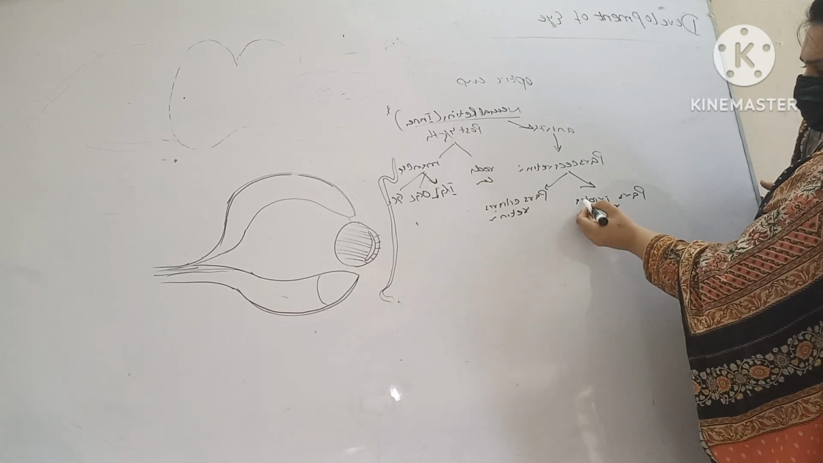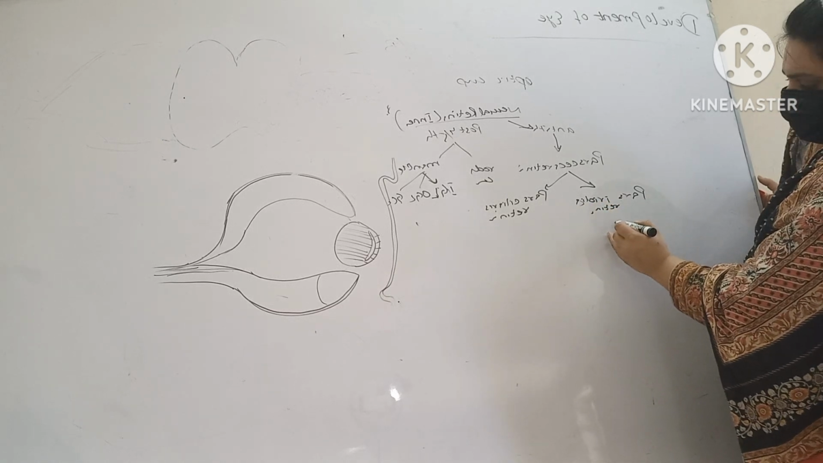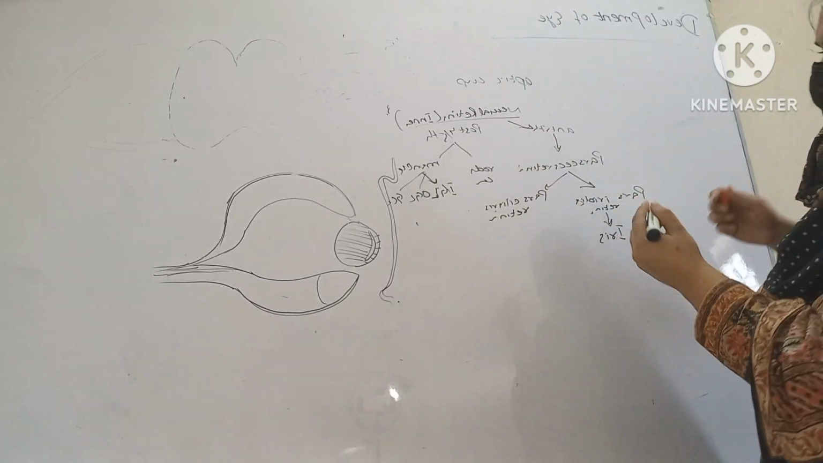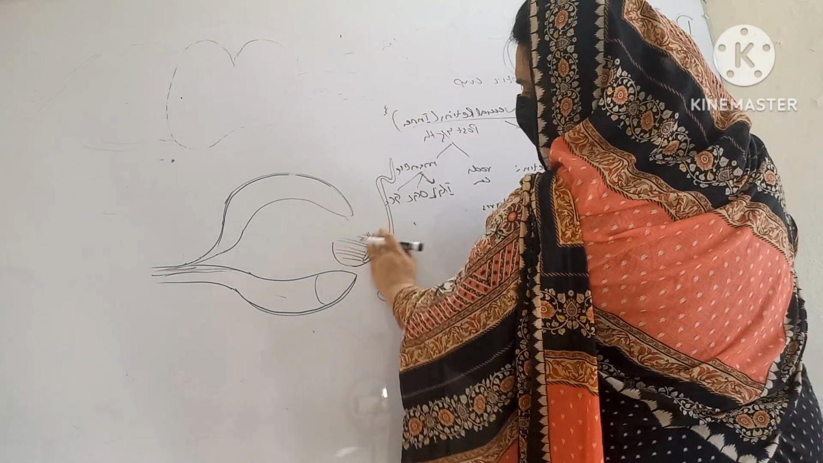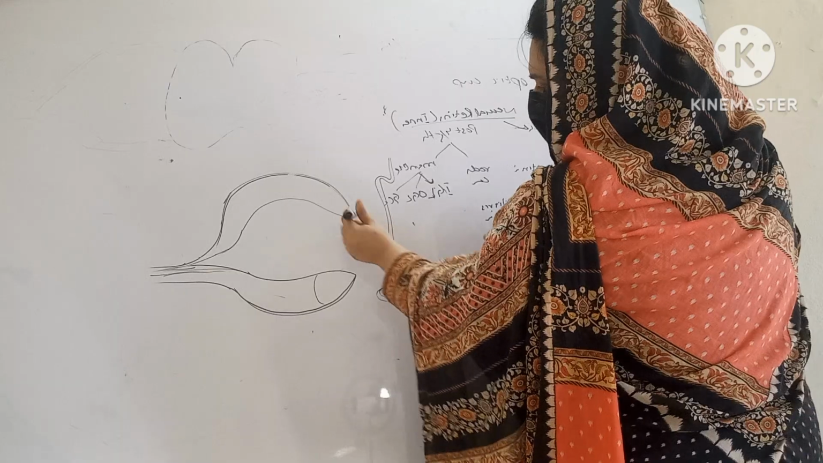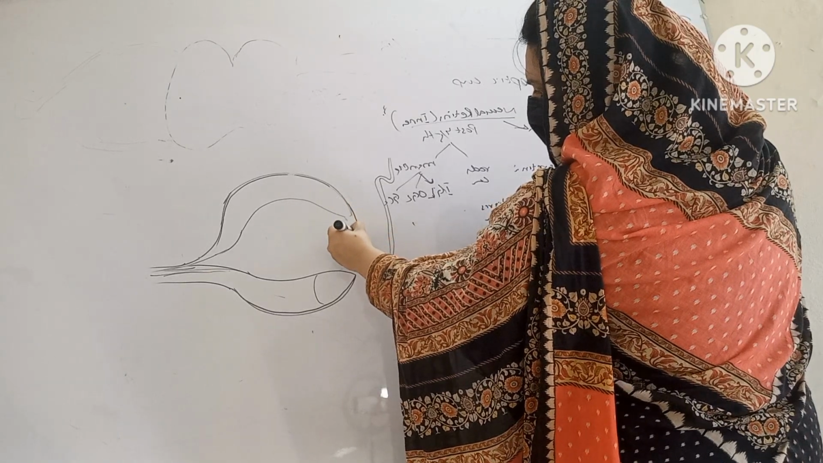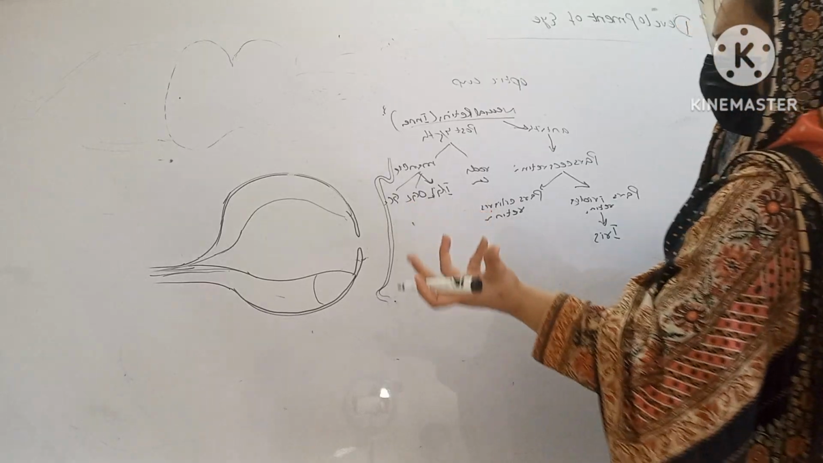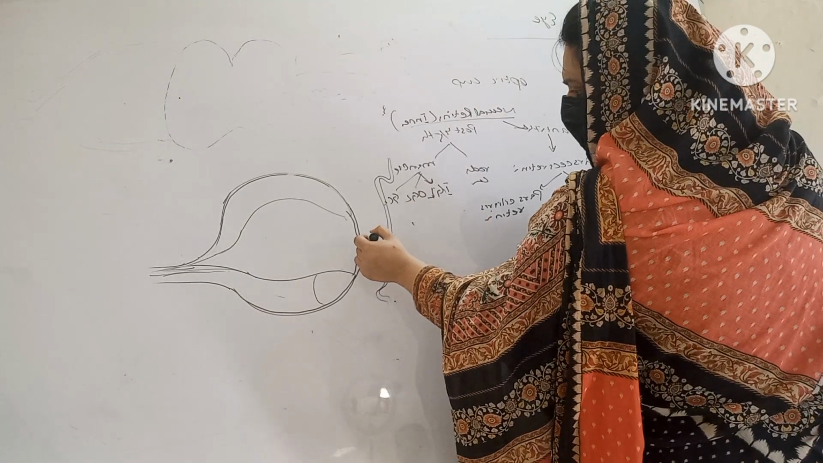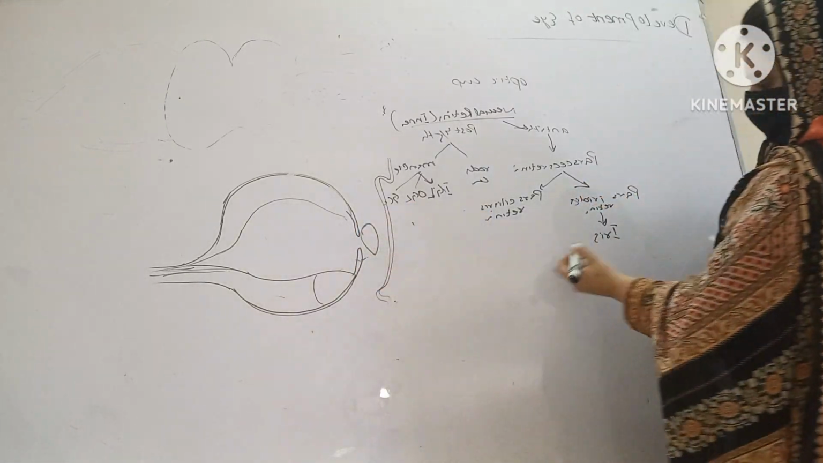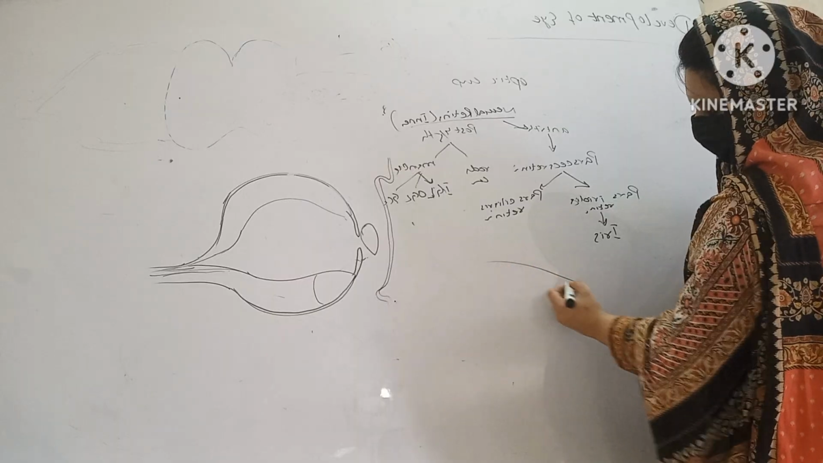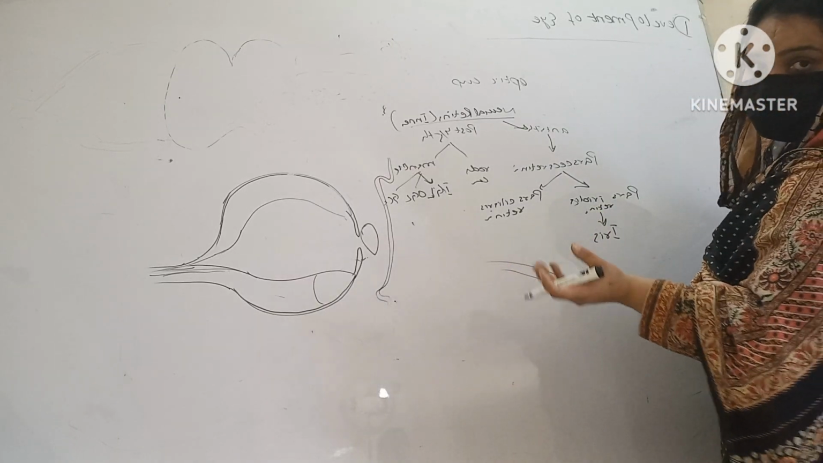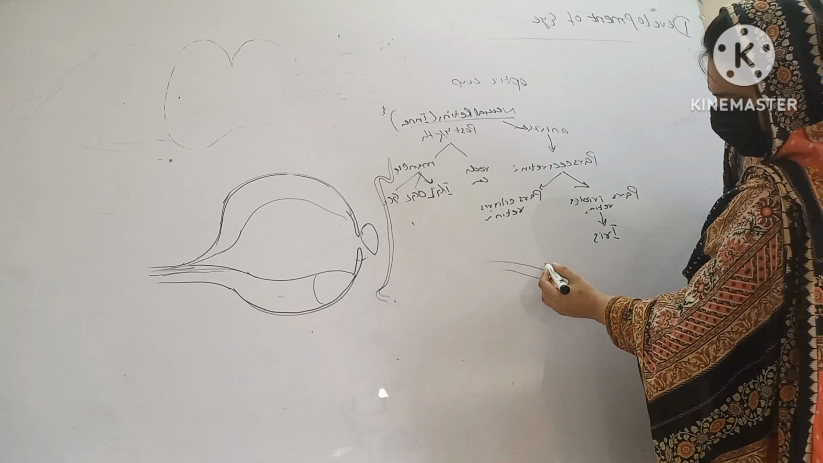Now this pars iridica retinae will participate in the formation of the iris. As I told you, the iris will be formed here in the eye. And this one is the iris. This iris has mainly two layers, the outer layer and the inner layer. The outer is the pigmented layer and the inner is the non-pigmented layer.